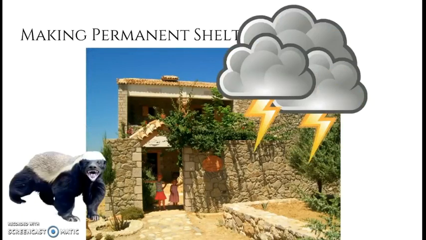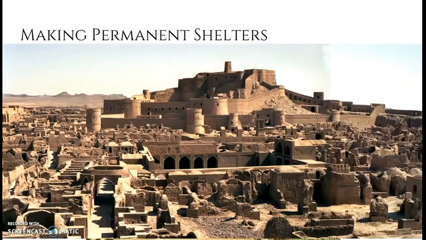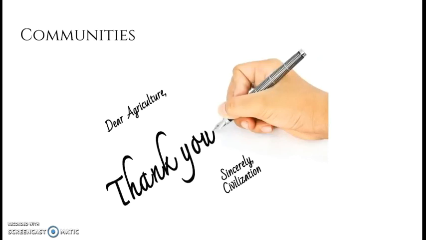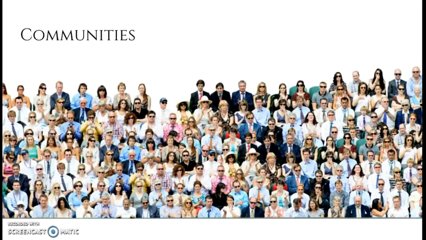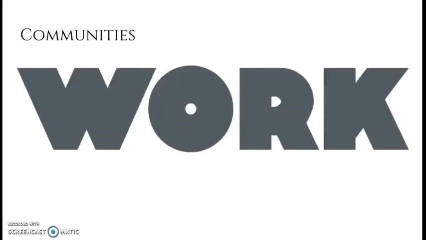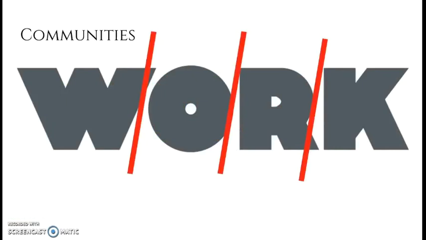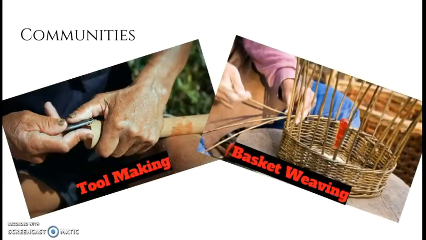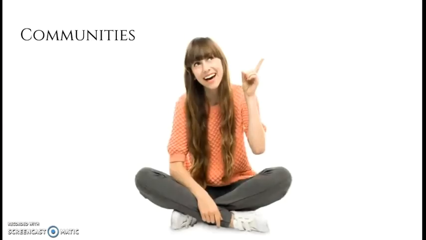These permanent shelters also allowed people to form larger communities. Also, thanks to agriculture, communities grew larger and larger. The surplus of food led these larger populations to create specialization of labor. Now, community members could divide up the work and become experts in a specific area. People had more time and energy for other activities. People had free time to invent new things and make their lives easier.